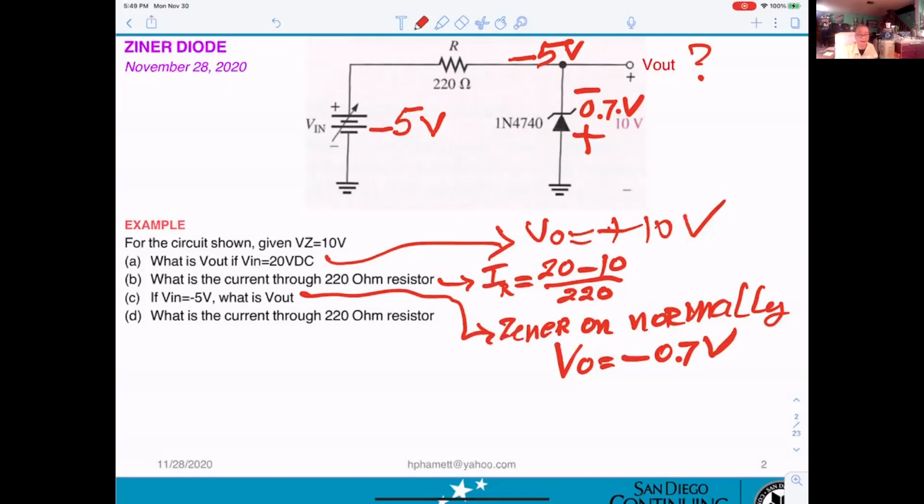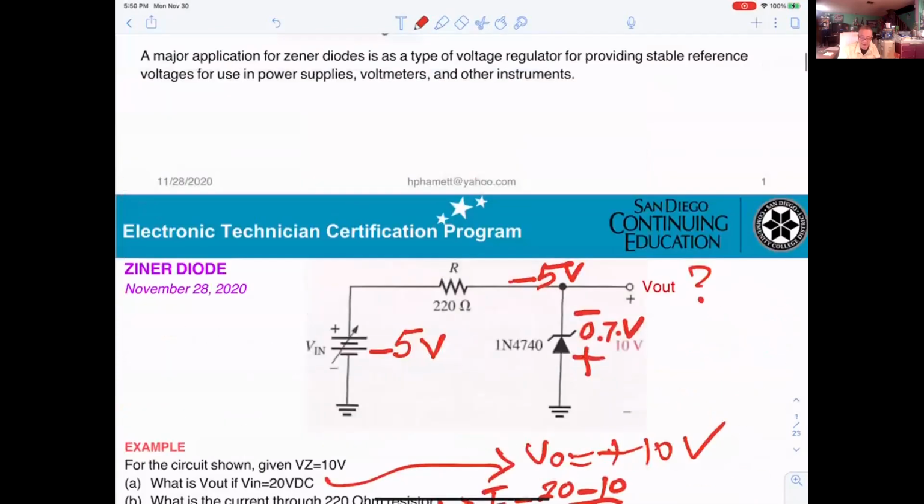You can see the circuitry is very simple. It's just asking for required understanding. Mr. Pham, I have a question. Yeah, go ahead. What if the V in is negative 7 volts? Then also the output will be negative 0.7. Exactly. Any negative voltage, as long as the Zener is forward biased, it can be any voltage.